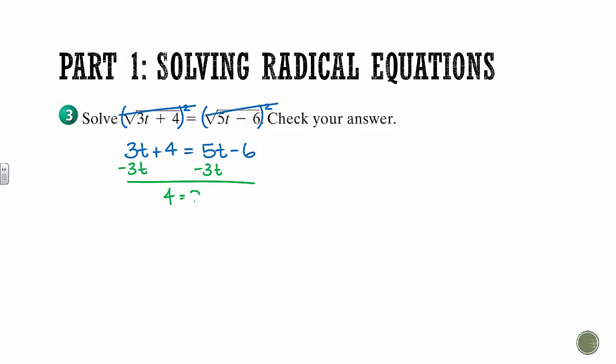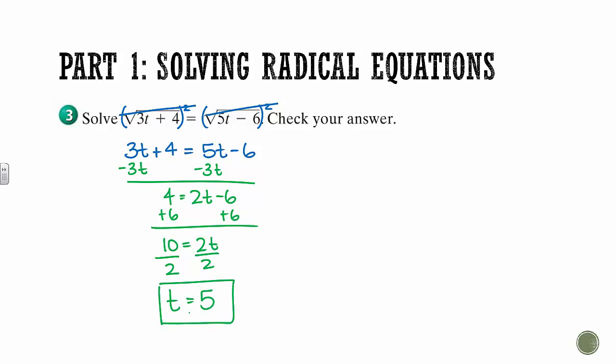So you get 4 equals 2t minus 6. Add 6 to both sides. And divide everything by 2. So we get t equals 5.